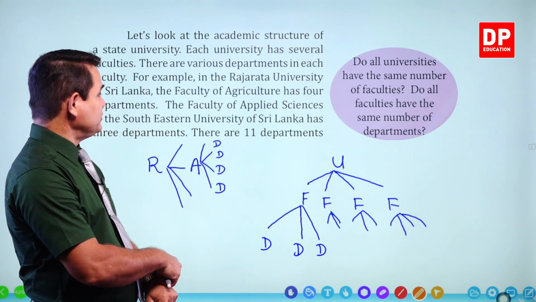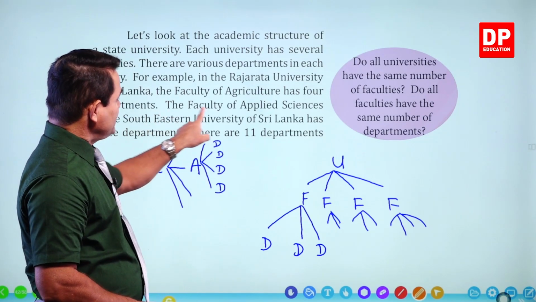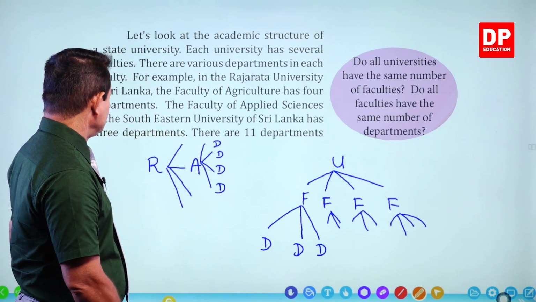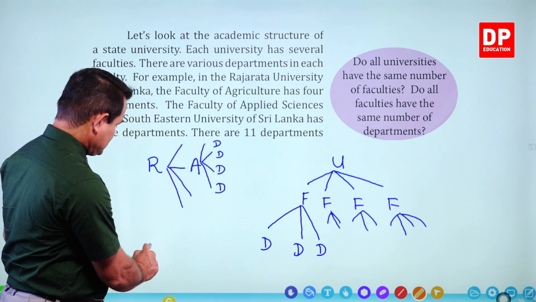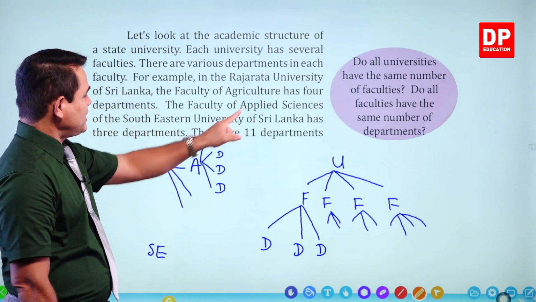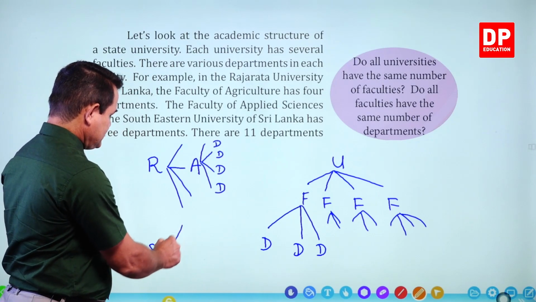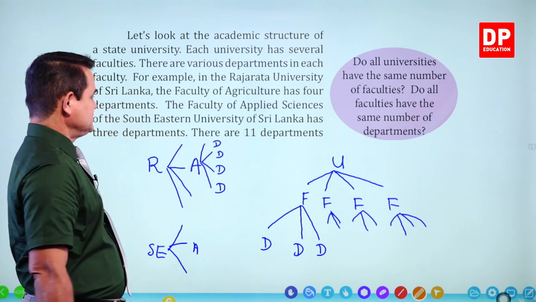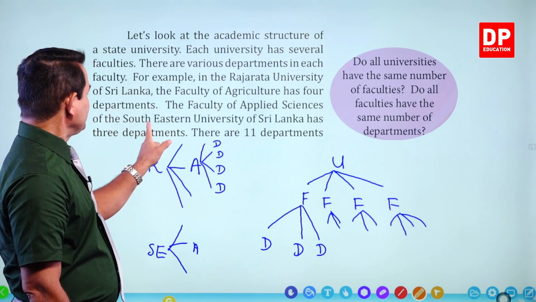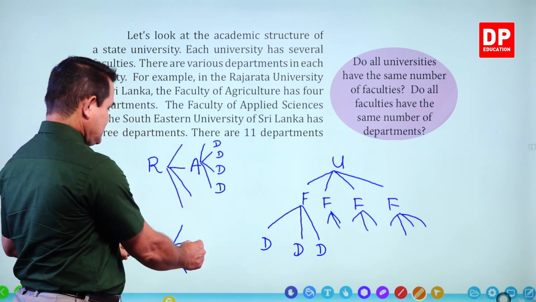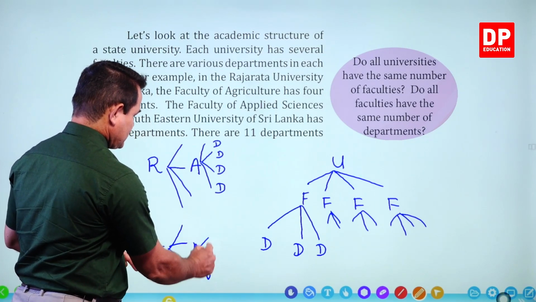In Rajarata University. The Faculty of Applied Sciences of the Southeast University. Southeast University, තවත් university එකක්. ඒකේ Faculty of Applied Science. ඒකේ තියෙනවා faculties ගණනාවක්. Here they are talking about applied science. A faculty එකේ has 3 departments. ඒකේ තියෙන departments 3ක්ලු.